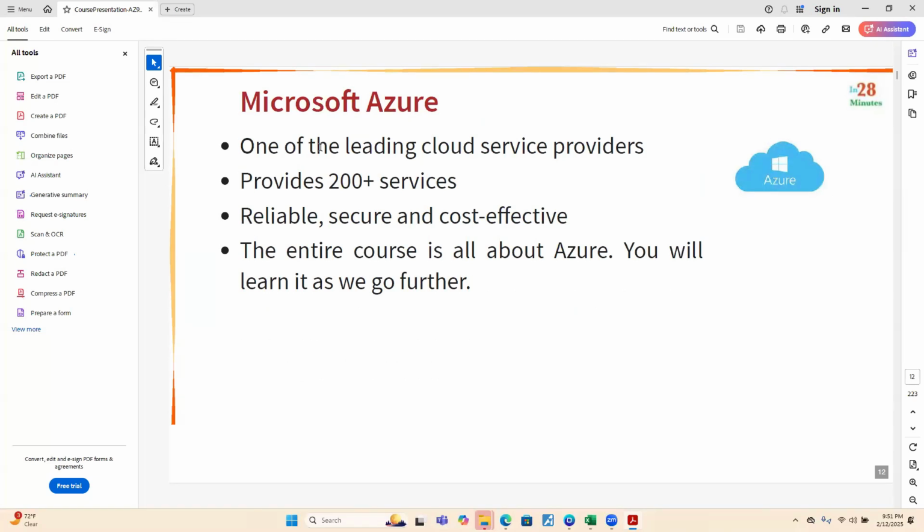What are all the major cloud service providers? Guys, are you able to hear me? Yeah, AWS, GCP, and Azure. AWS, GCP, and Azure.